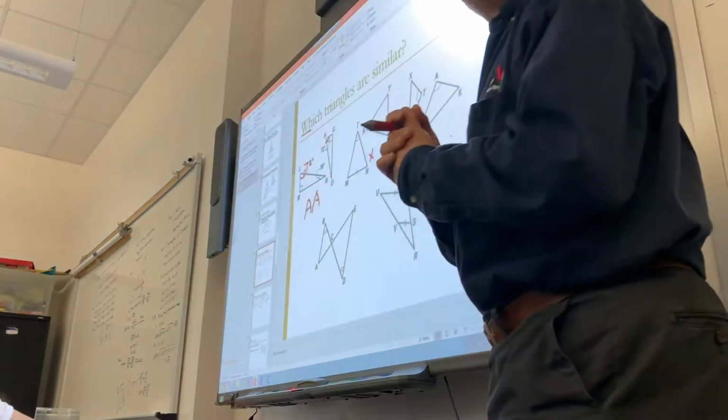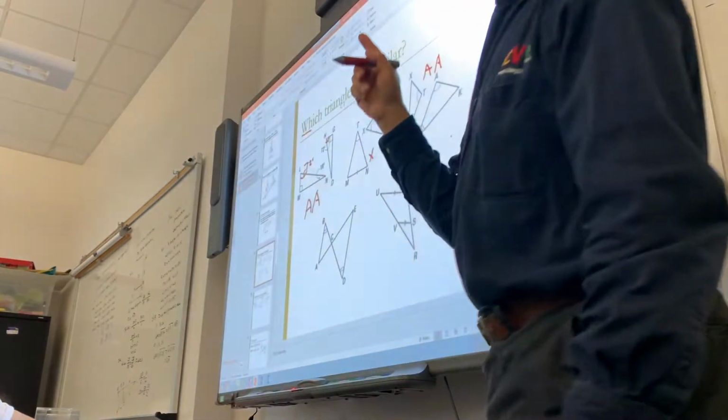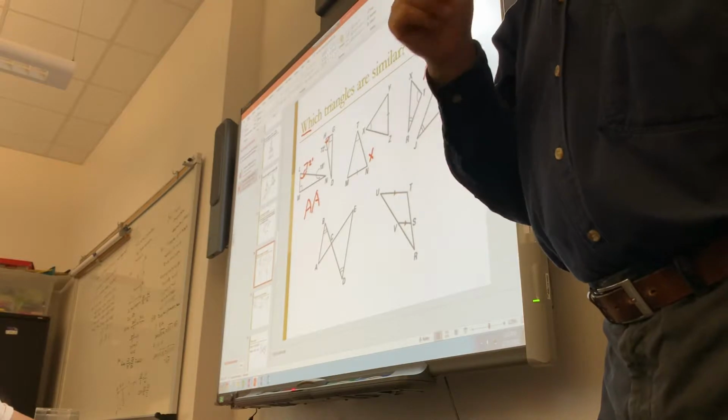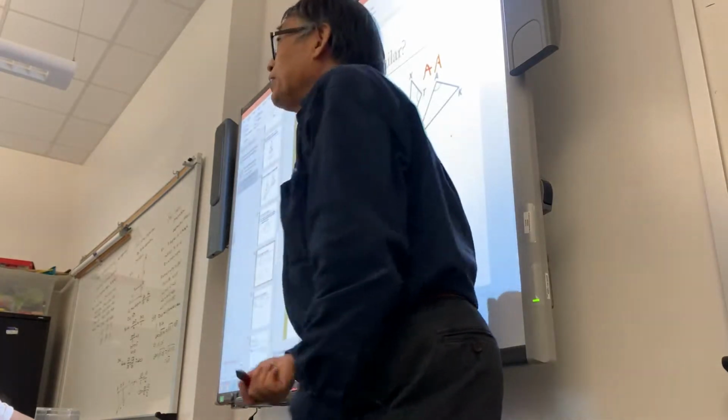Number 3, similar or not similar? Similar. Yes, similar. Very easy. This angle is congruent. This angle is congruent. By AA is enough. First 3 is basic stuff. You have to know. Those 2 must happen on your quiz or test.